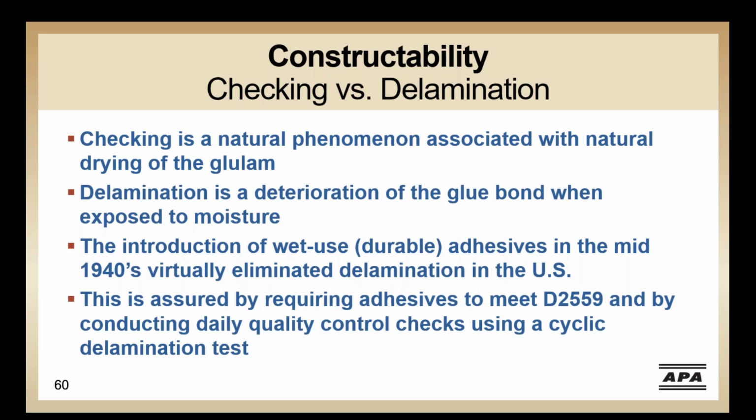I'll note that checking is a natural phenomenon associated with the natural drying of the wood, whereas delamination is a deterioration of the glue bond when exposed to moisture. With the introduction of wet use adhesives, moisture-based delamination was eliminated in the United States. This was assured in the glulam standard by requiring adhesives to meet ASTM standard D2559 for adhesives for bonded structural wood products for use under exterior exposure conditions.